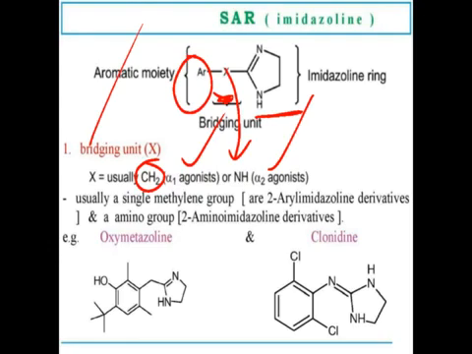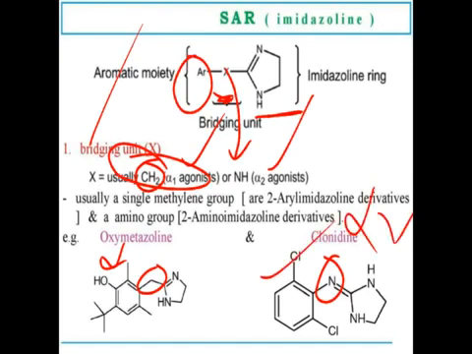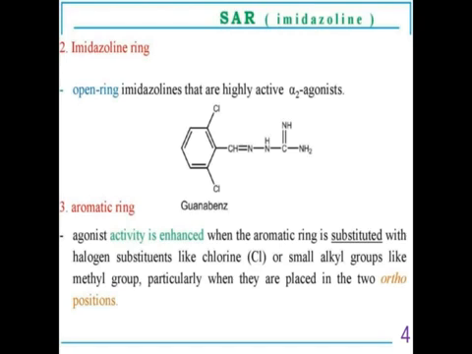Usually a single methylene group is present in between aromatic part and imidazole ring. So here you can observe this CH2 group is present. So this CH2, that is the example oxymetazoline. So as per the SAR, if CH2 group is there, the drug becomes more alpha 1 agonist. Here you can observe amine group or amine part. At that time, the drug becomes more alpha 2 agonist. So this clonidine is alpha 2 agonist. This oxymetazoline is the alpha 1 agonist.